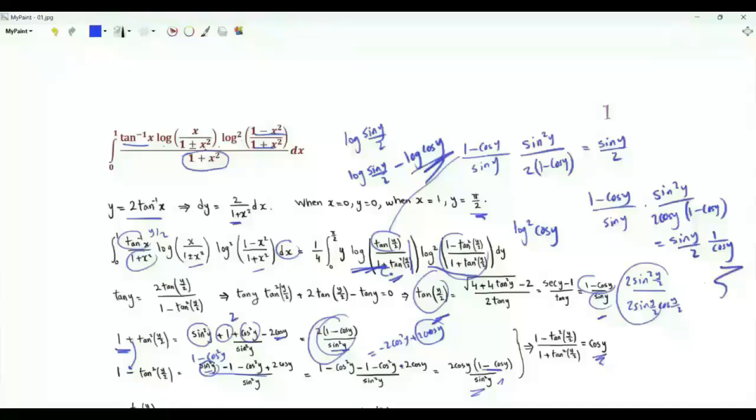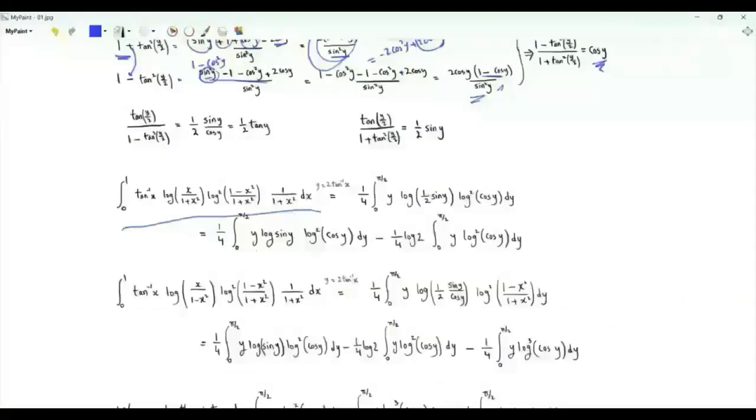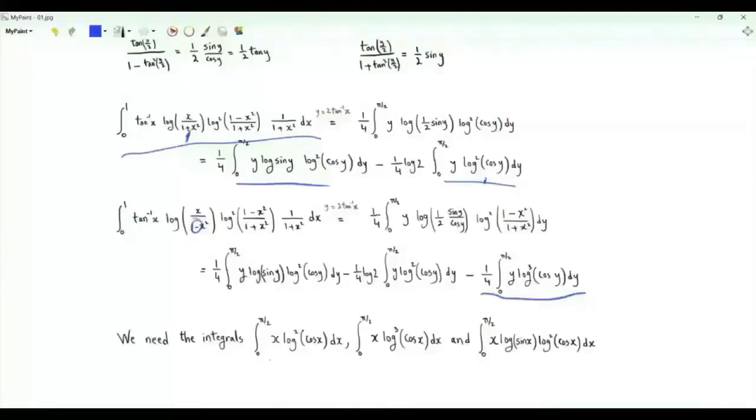With the plus sign, the integral of interest can be written in terms of these integrals. One of them is the integral of y from 0 to pi over 2 of y log sine y times the square of log cosine y. The other integral is y from 0 to pi over 2 of y times the square of log cosine y. If we have a minus sign rather than a plus sign, we need to evaluate a third integral, y from 0 to pi over 2 of y times the cube of log cosine y. To evaluate the integral of interest, we need to obtain these three integrals.